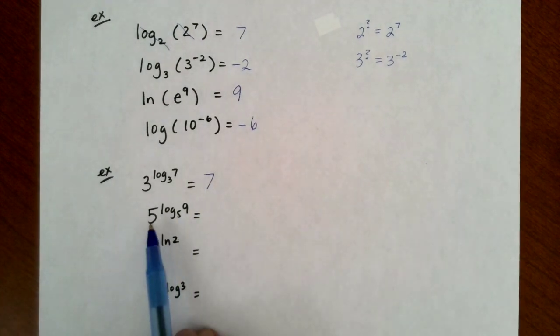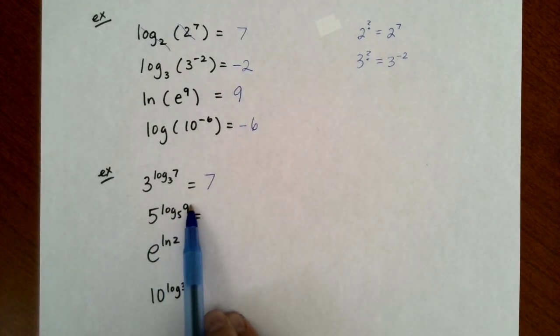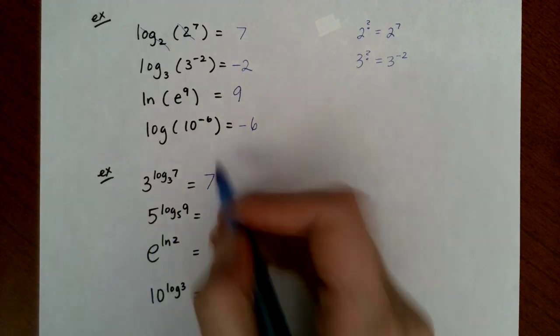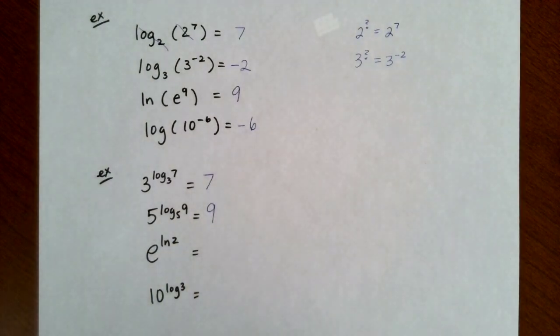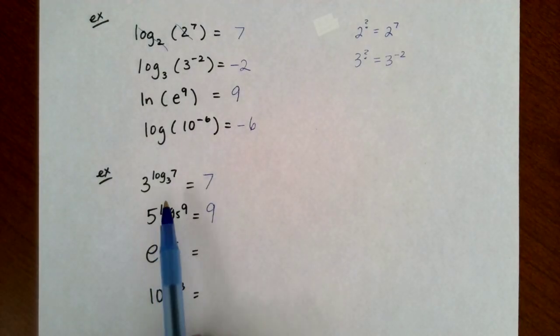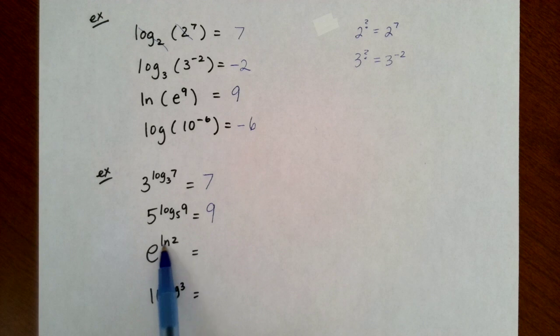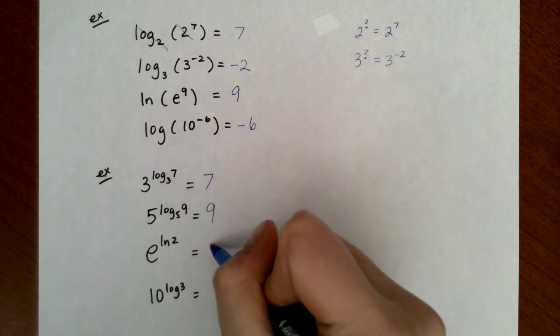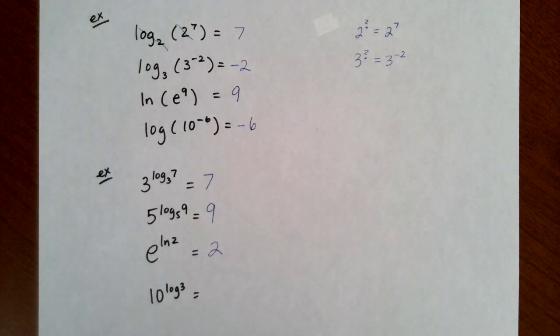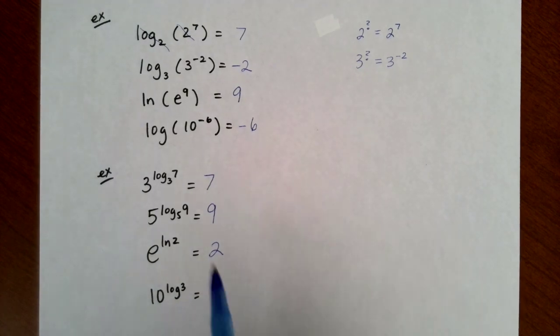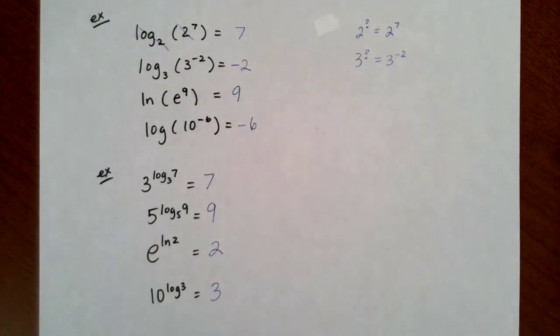All right, in the next one, we have 5 to the log base 5 of 9. 5 and log base 5 will cancel, and I get 9. e to the ln of 2. Again, it looks a little different, but it's still in the same theme. It's e to the log base e of 2. So it's just 2. And then finally, with the implied base 10 here, 10 to the log base 10 cancels, and this would be just 3.